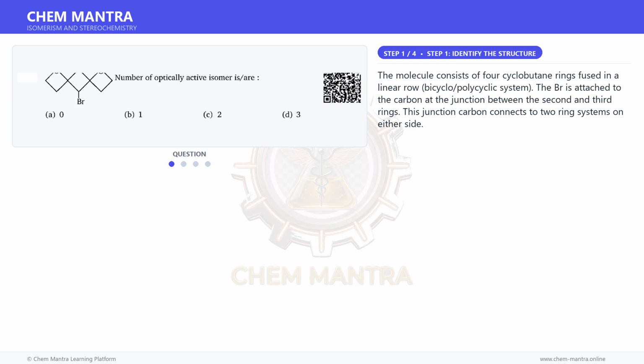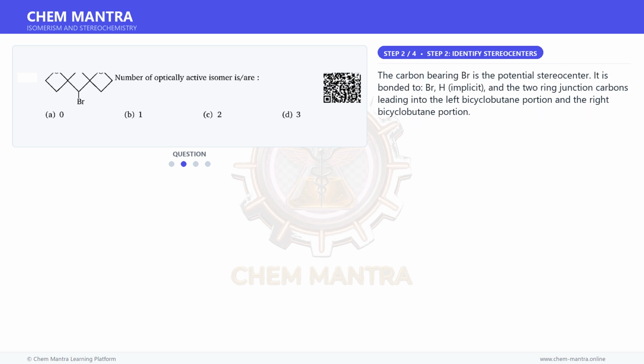The molecule consists of 4 cyclobutane rings fused in a linear row, a bicyclopolycyclic system. The Br is attached to the carbon at the junction between the second and third rings. This junction carbon connects to 2 ring systems on either side.